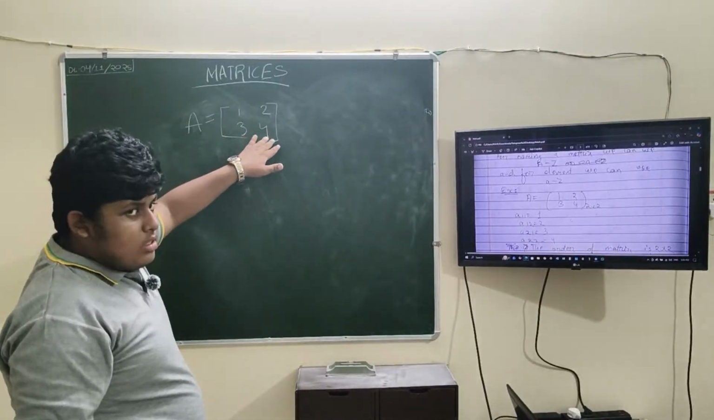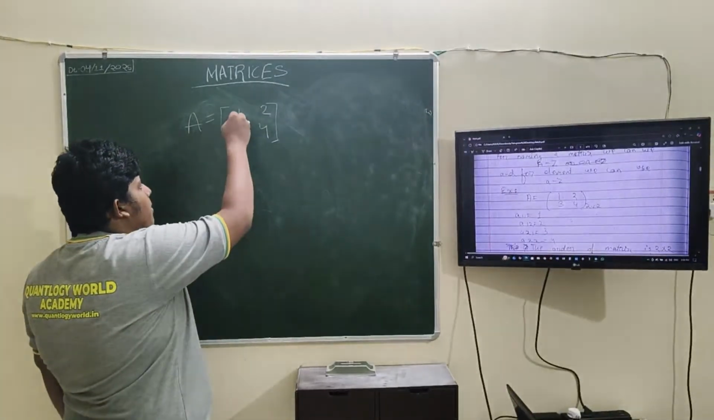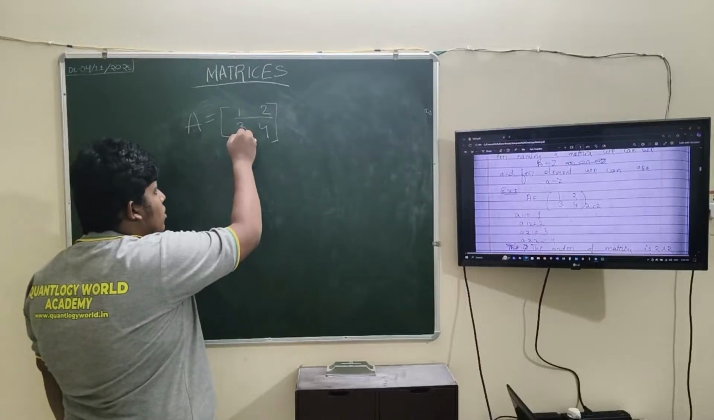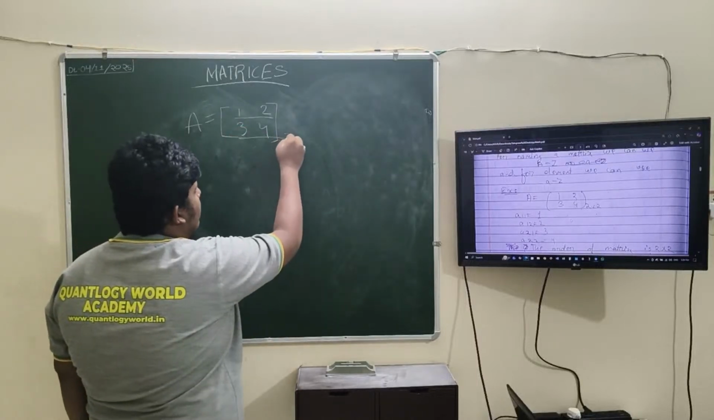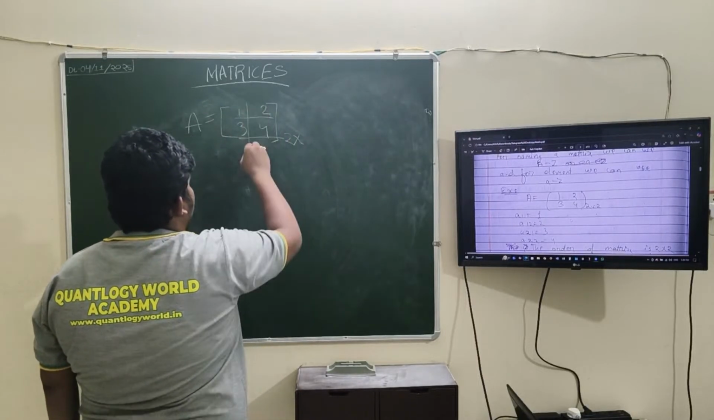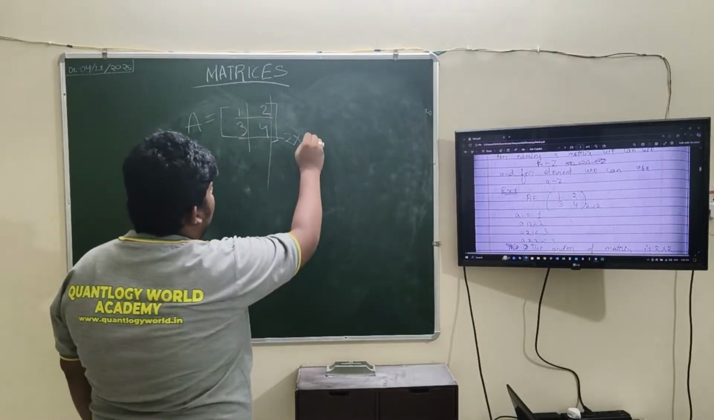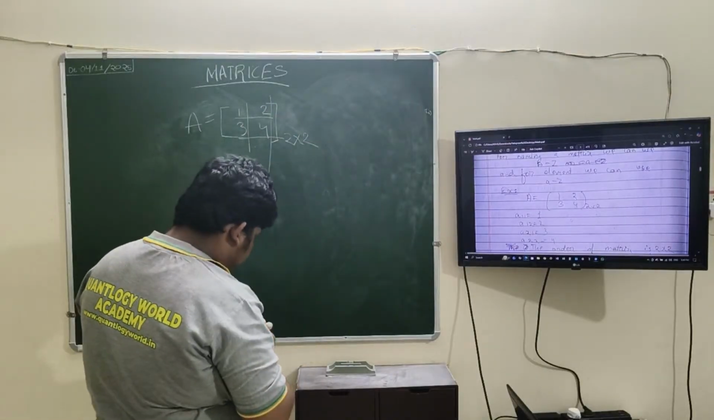Here we will first count the number of rows. The number of rows is 2: this is the first row and this is the second row. So we will write 2 cross the number of columns, 2 columns. So the order of the matrix is 2 cross 2.